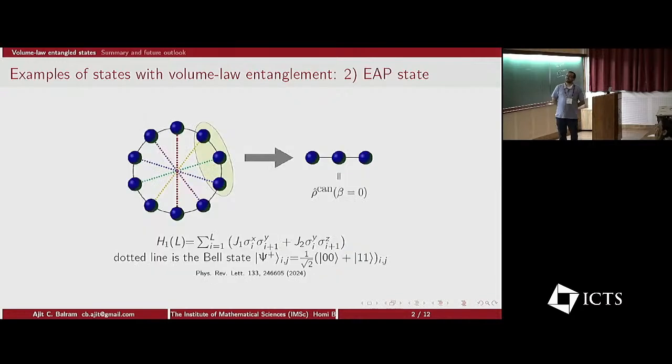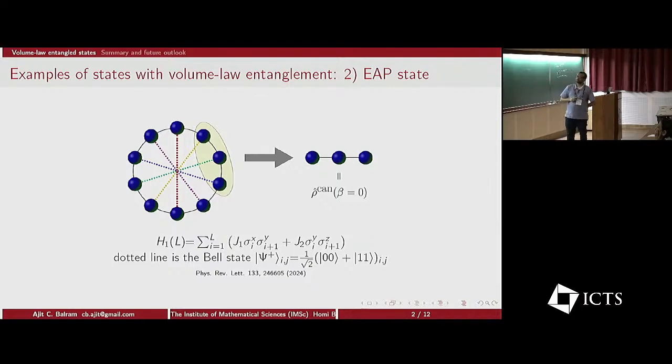Then very recently, there was a nicer example of volume law entangled states that was constructed. These are so-called EAP states, which stands for entangled antipodal pair states. You take a one-dimensional system on a ring, and you make Bell pairs between antipodal points. The north and south are in a Bell pair, east and west are in a Bell pair, and so on.